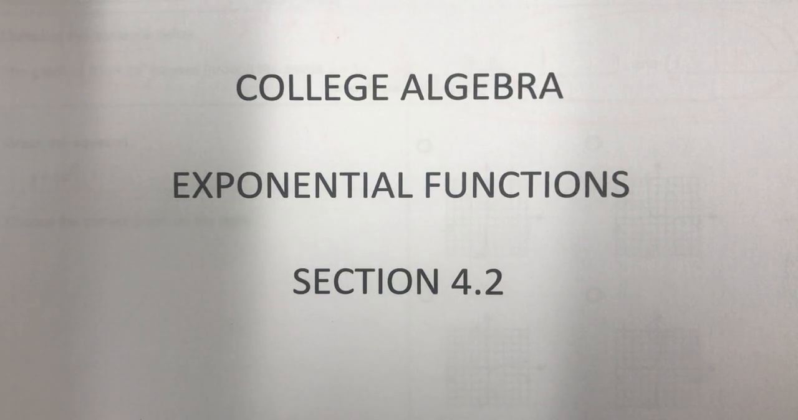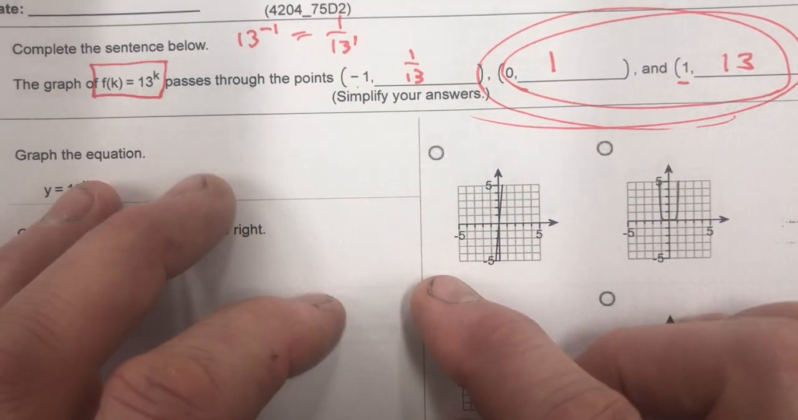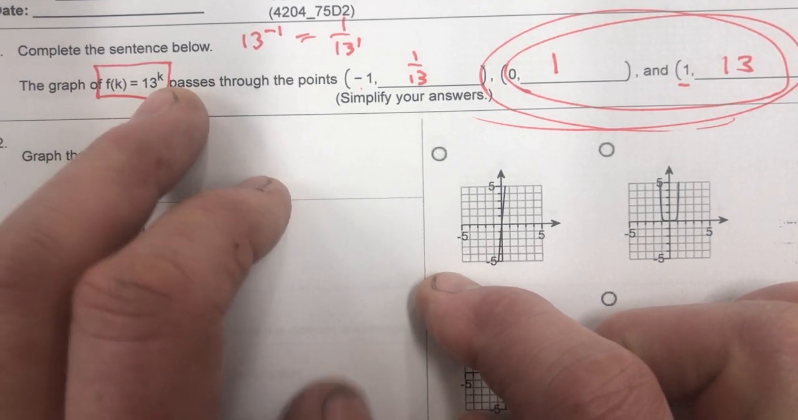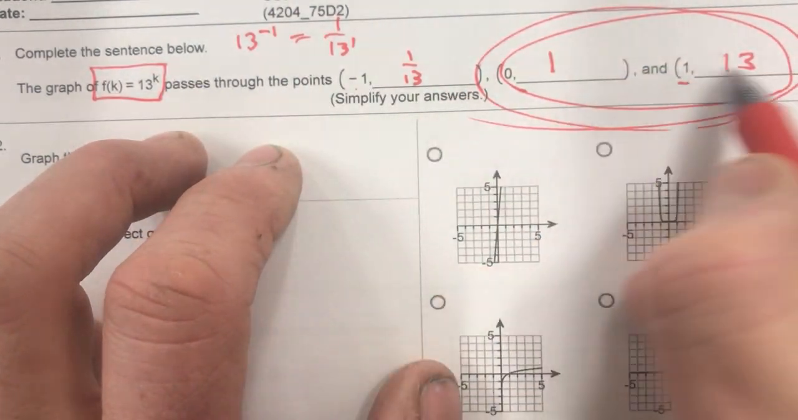All right, college algebra, we're looking at exponential functions today, section 4.2. Okay, in this first problem, we're looking at the graph of this function right here. We've got 13 to the k power. Okay, it passes through these 3 points.